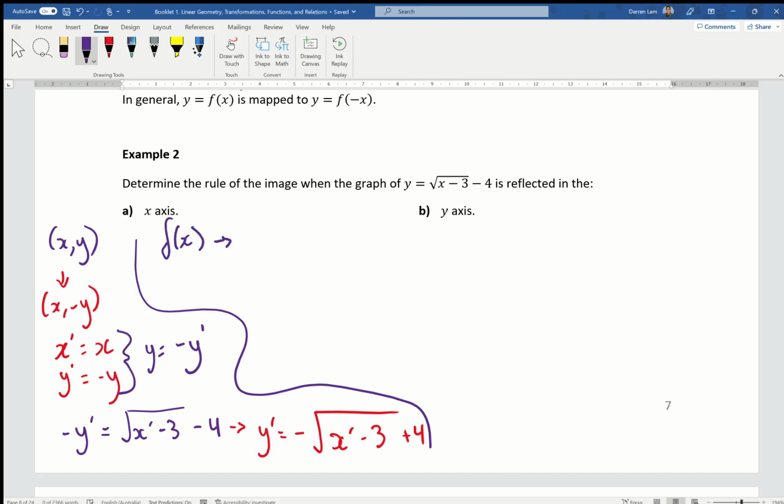That gets mapped to, now if it's reflected in the x-axis, it's a negative y value, or in other words, negative f of x, which is just y equals negative of our original function. Or in other words, just our original answer, which I'm not going to bother writing, I'm just going to draw an arrow, because it's the same thing. Any questions?